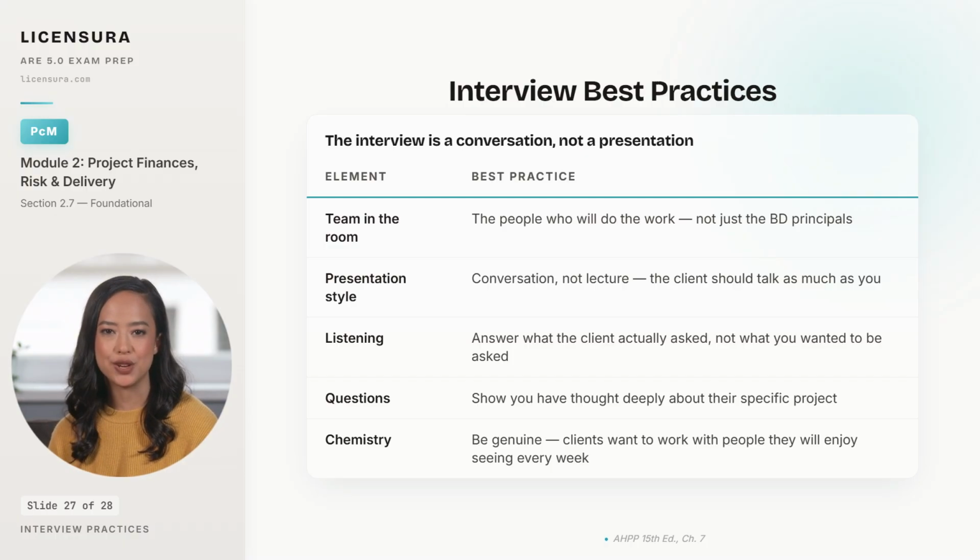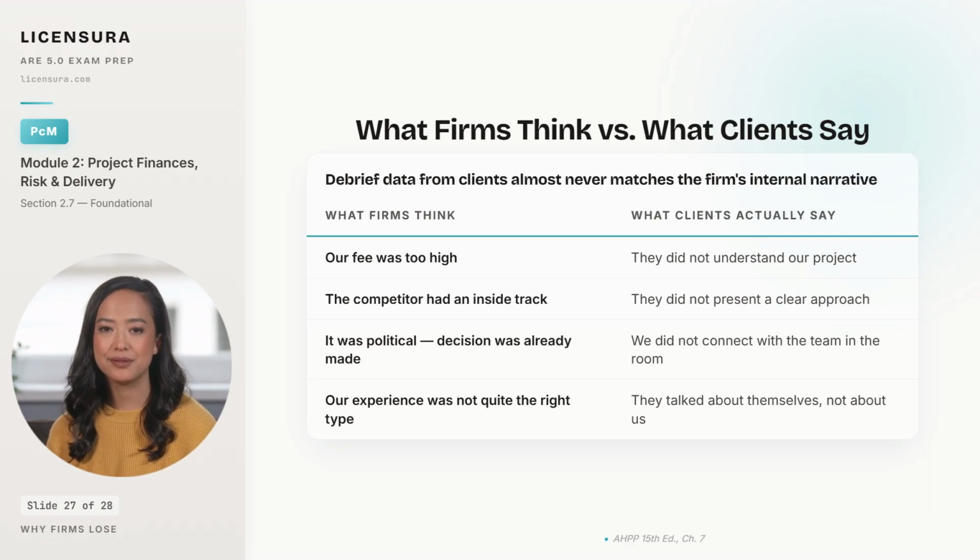The most painful insight in this section is the gap between why firms think they lost and why clients actually pick someone else. 4 rows that explain why so many firms keep losing the same way. Firms tell themselves the loss was about fee, about politics, about the competitor's inside track, about a slight mismatch in experience. Clients, when they are debriefed honestly after the decision, say something completely different almost every time.